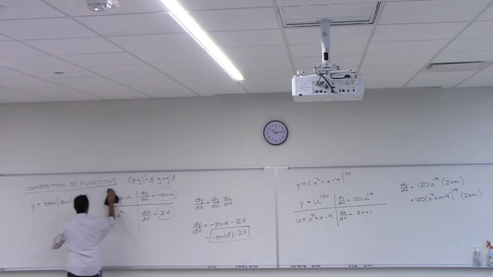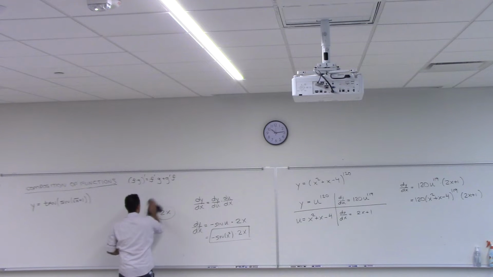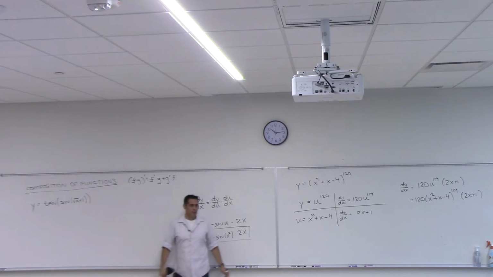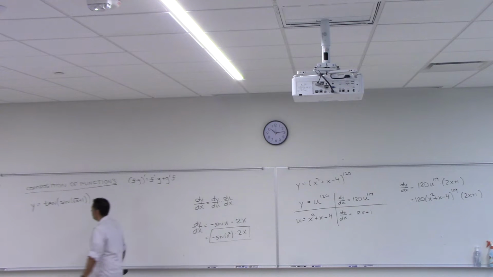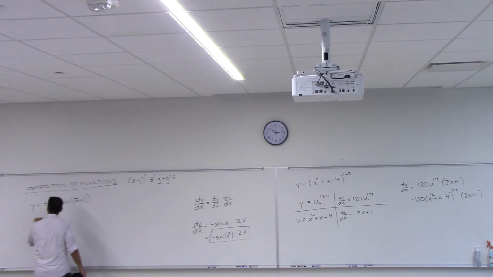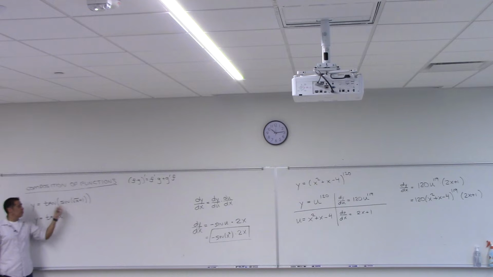So this is a triple, right? This is a triple, three compositions. Let's do it with this table method. So the first thing I see is that I've got y is equal to tangent of u. U is everything in there. U, I see as composition as well. It's sine of something, right? So I'm going to say sine of w, any letter you want. But then w is what? The thing that's inside of the sine? Square root of x plus 1.